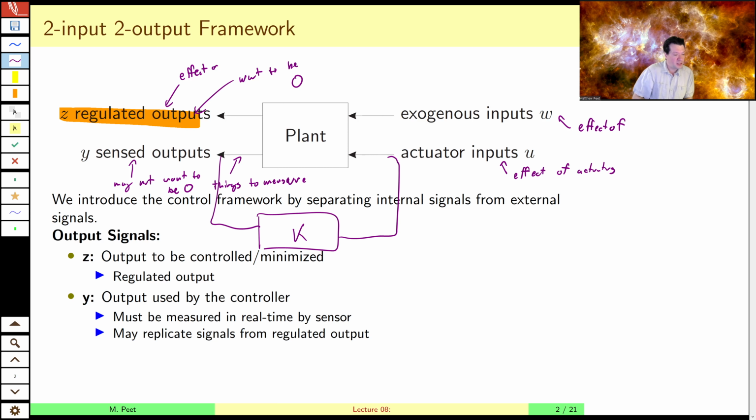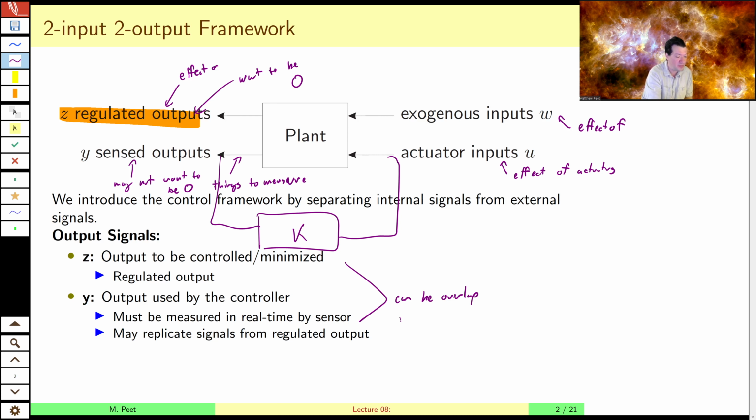So for example, maybe you can measure one of the states of the plant, but you don't necessarily want that state to go to 0 because we don't really care about it. Maybe we only want a couple things to go to 0. Or maybe that state doesn't actually represent anything useful for us. So we don't necessarily want to regulate our sensed outputs, although we may. So there can be overlap between these two signals, but there doesn't need to be. They can be entirely separate, or they can have overlap.